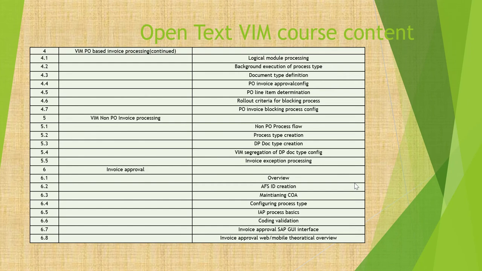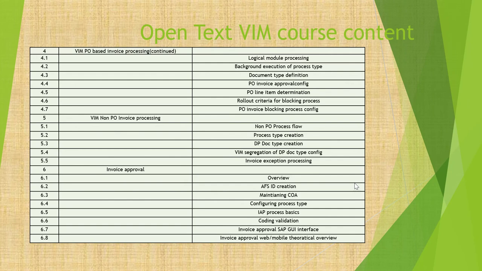So we can talk about that here: rollout criteria for the blocking process. What is the rollout criteria for the block process? We talk about the block process with multiple exception types. PO invoice blocking process, mainly we have pricing, quantity, unit of measurement. So we have different product codes used in VIM, right?